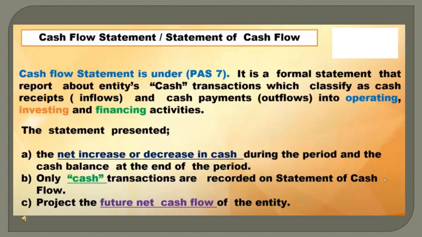The statement presents: A. The net increase or decrease in cash during the period and the cash balance at the end of the period. B. Only cash transactions are recorded on the statement of cash flow. C. Project the future net cash flow of the entity.